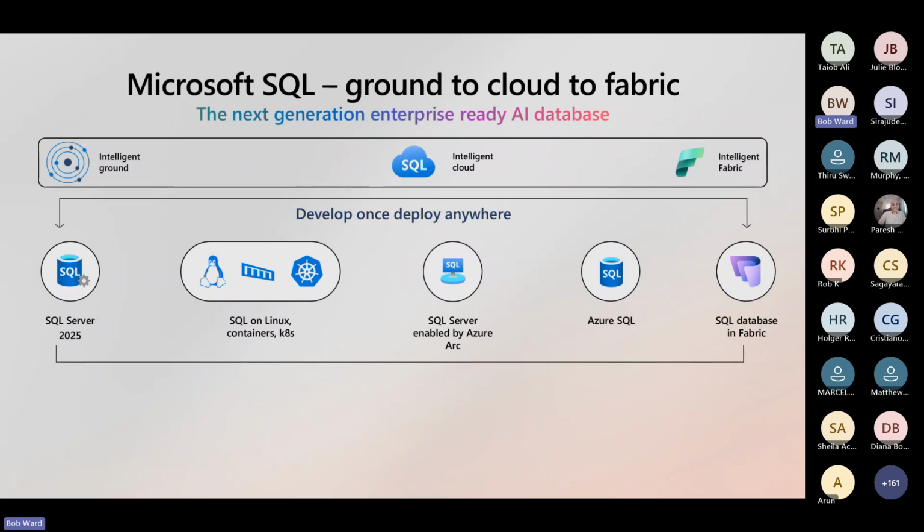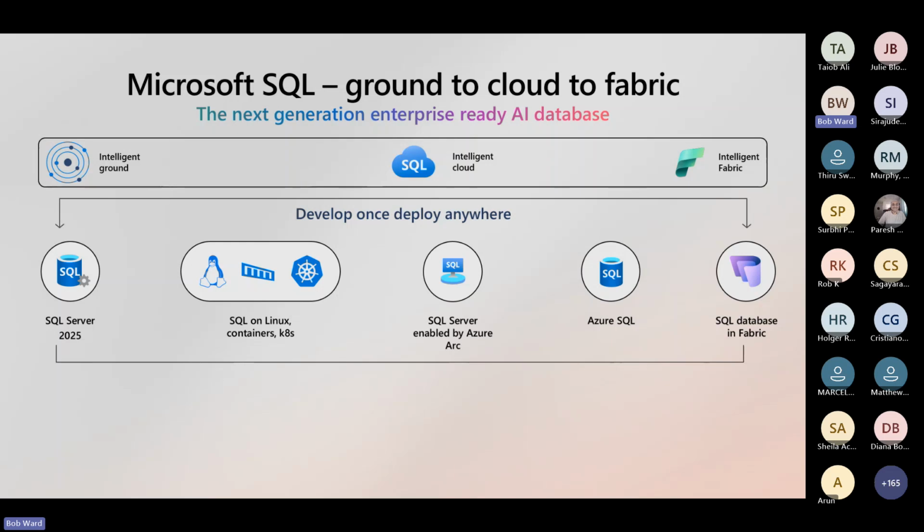Okay, so maybe you've seen me in the past talk about this concept that SQL is a ground to cloud product. And what that means is that SQL shows up everywhere you need it. Develop an application once, deploy it anywhere. And that could be on premises, that could be in Linux and Kubernetes, that could be enabled by Arc on premises or even in multi-clouds. It could be Azure SQL in the form of VMs, databases, managed instances. And if you didn't know and hadn't seen the announcement, it also exists now in Fabric as a product, as an operational database, SQL database in Fabric.